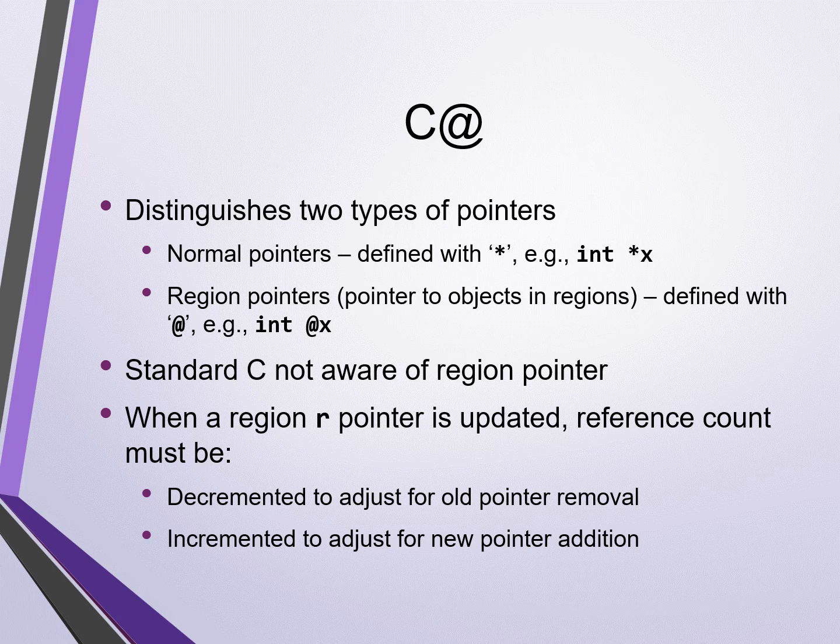When a region R pointer is updated, two reference counts may also require updating, because an update requires removal of the old existing pointer and addition of the new pointer. Therefore, the reference count must be decremented to adjust for removal of region R's old pointer, and it also must be incremented to adjust for the new region R pointer, assuming it's an external region pointer. This means that all region pointers must be initialized.